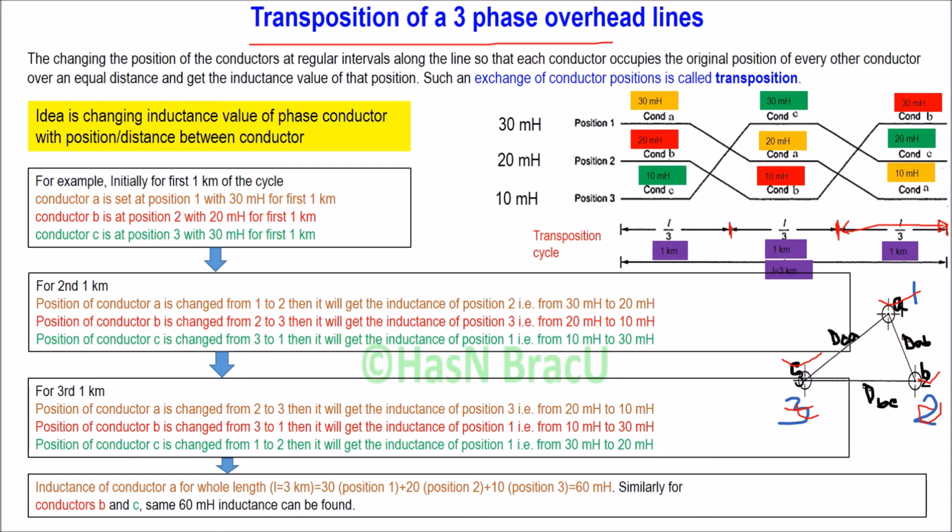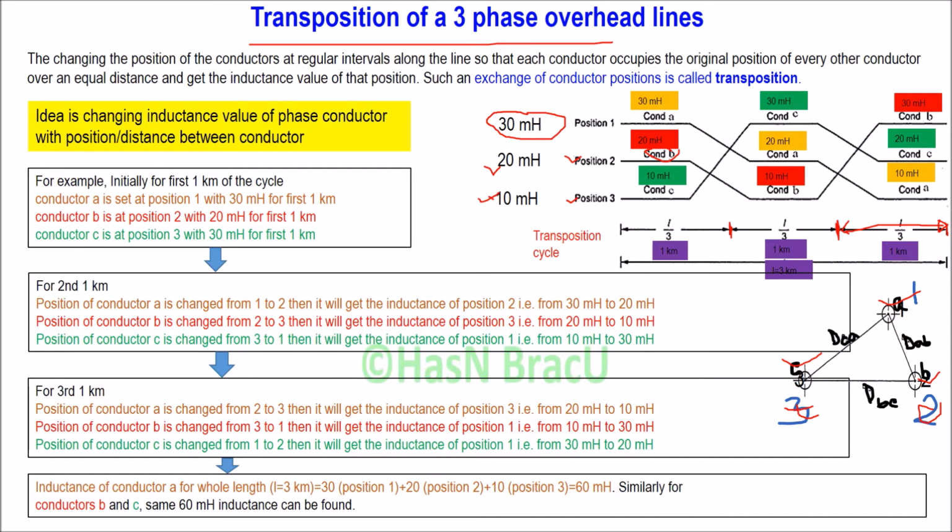So let's say initially for the first 1 kilometer, conductor A is set at position 1 with 30 millihenry inductance. Similarly, conductor B is set at position 2 with 20 millihenry inductance, and conductor C is set at position 3 with 10 millihenry inductance, right?